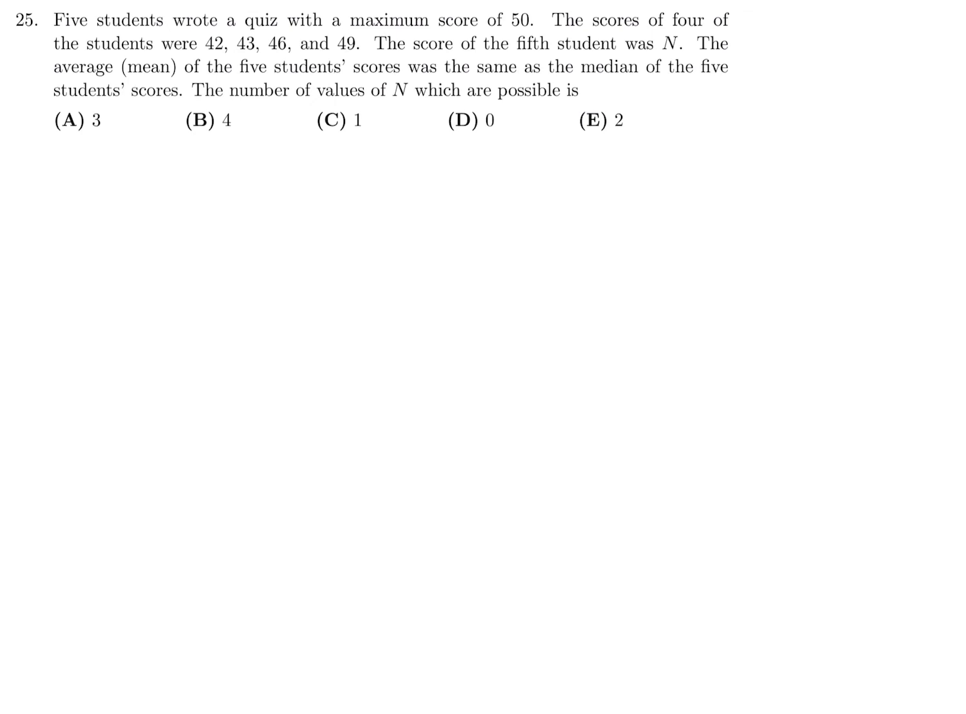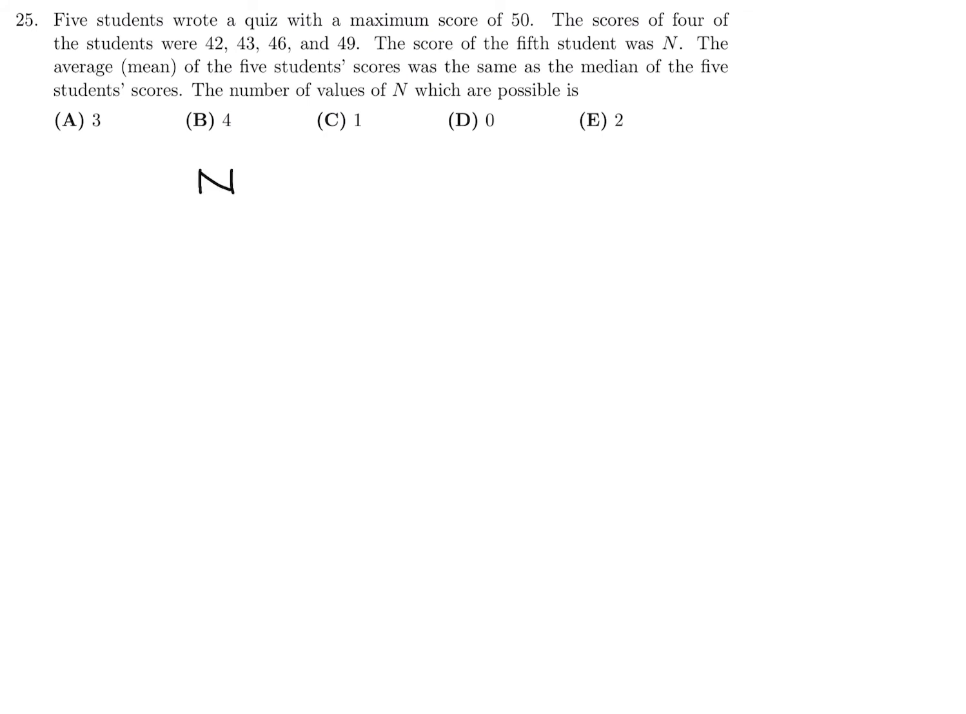5 students wrote a quiz with a maximum score of 50. The scores of 4 of the students were 42, 43, 46, and 49. The score of the 5th student was N. The average or mean of the 5 students' scores was the same as the median of the 5 students' scores. The number of values of N which are possible is.